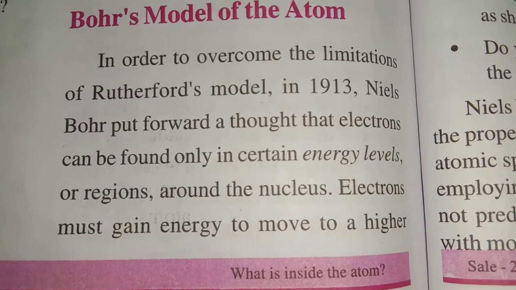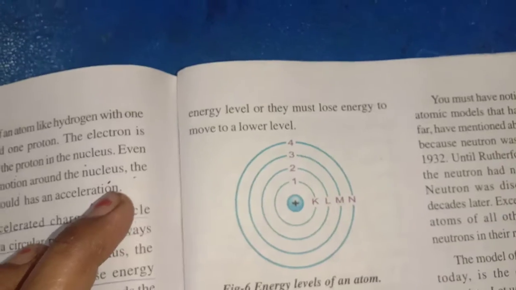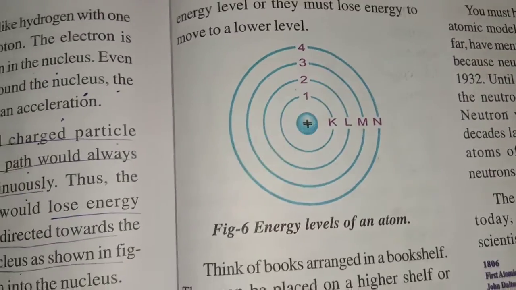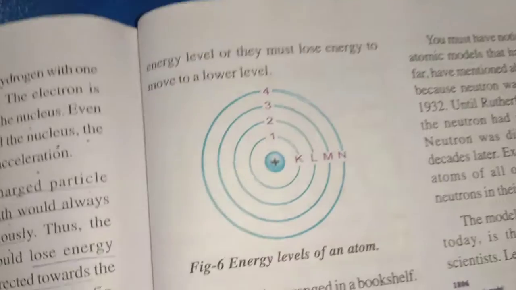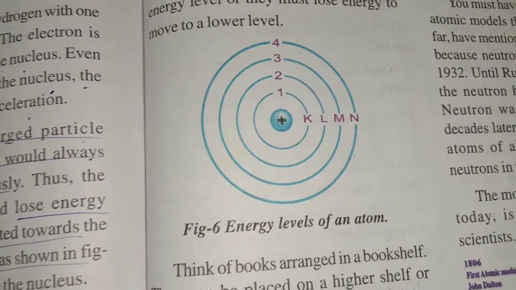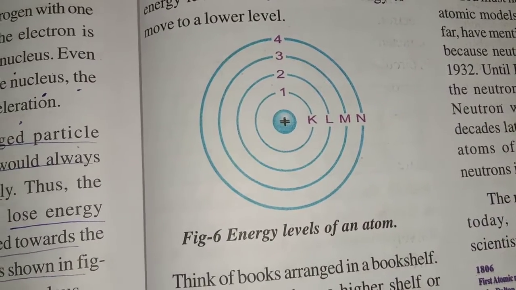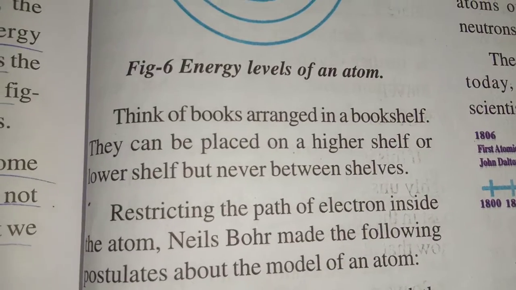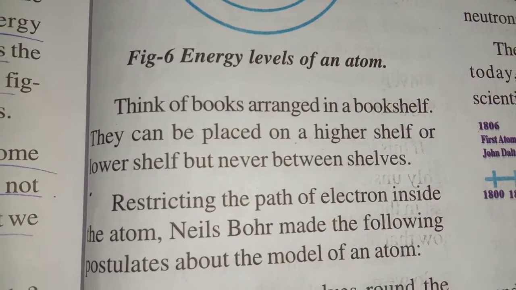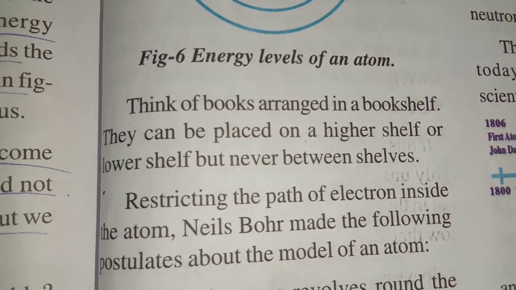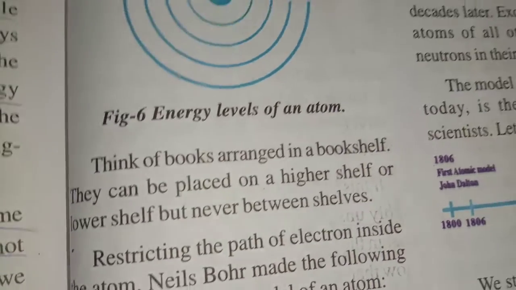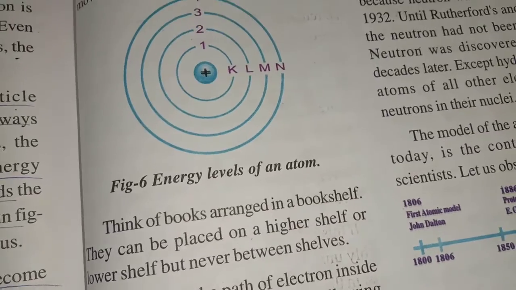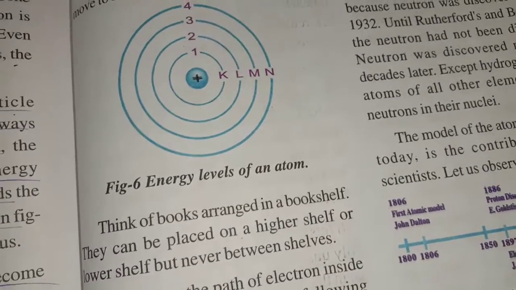Electrons must gain energy to move to a higher energy level, or they must lose energy to move to a lower level. So he decided that the electrons will revolve in particular orbits, and if they gain or lose energy, they move between orbits only. Think of books arranged in a bookshelf. They can be placed on a higher shelf or a lower shelf, but never between shelves.